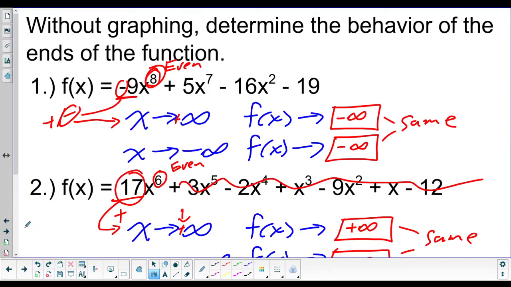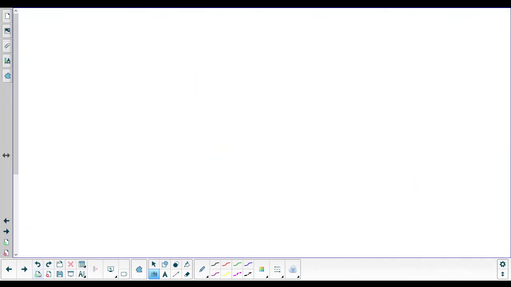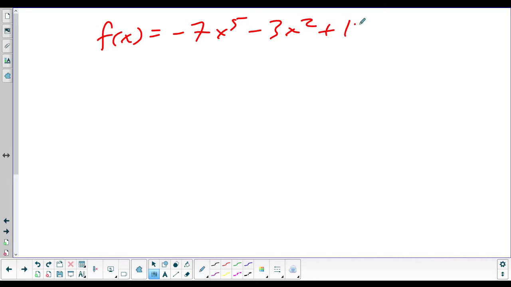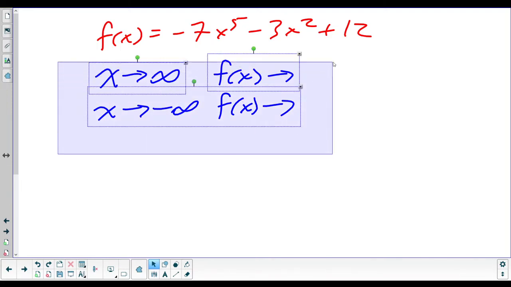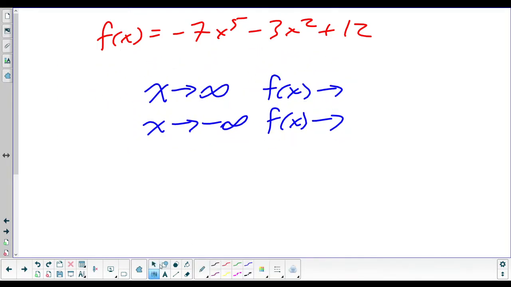Let's maybe look at a couple of others. Let's make a couple up. So let's look at f of x equals -7x to the 5th minus 3x squared plus 12. Okay. All right, so now we've got our two boxes.